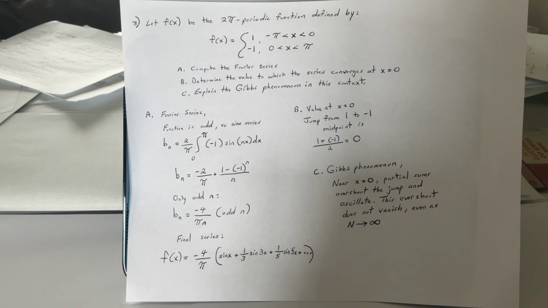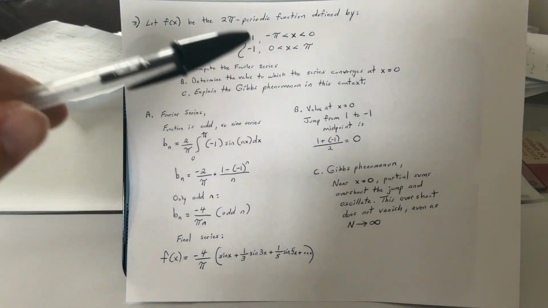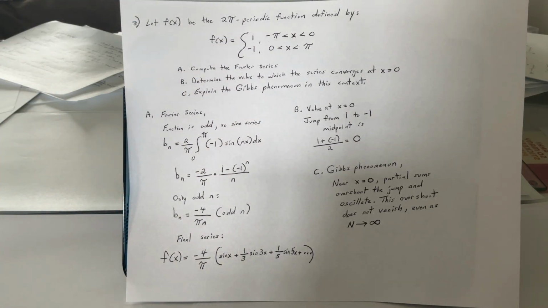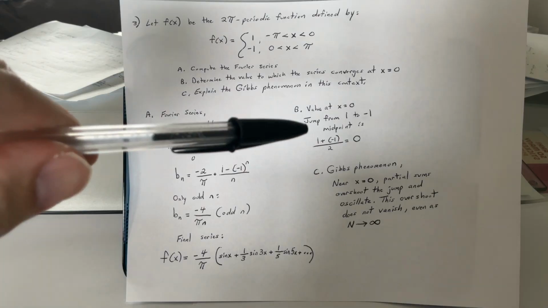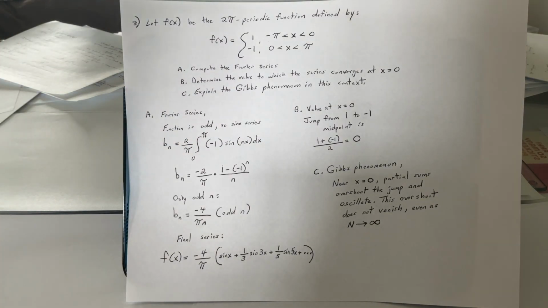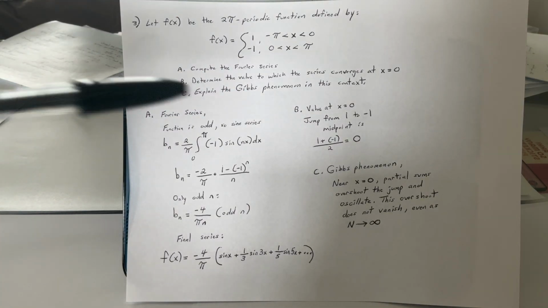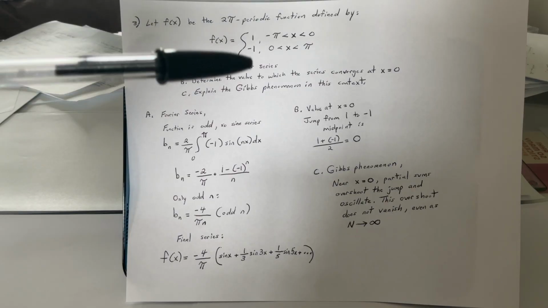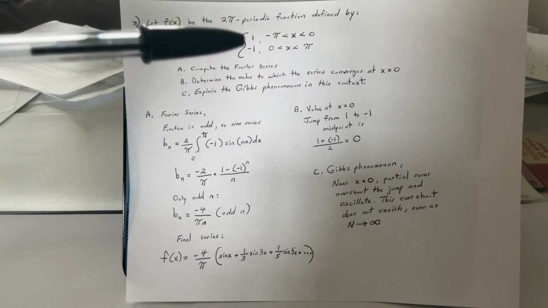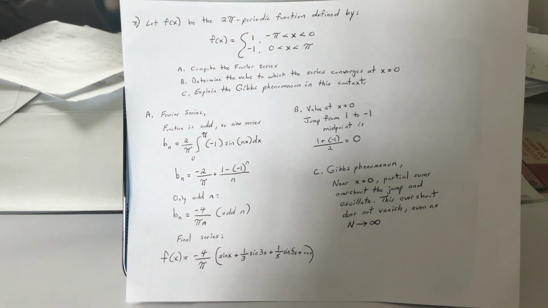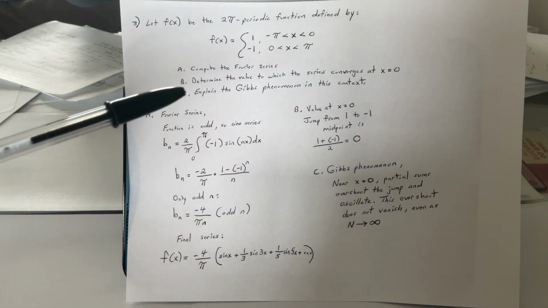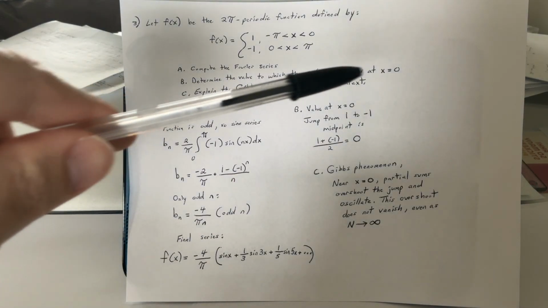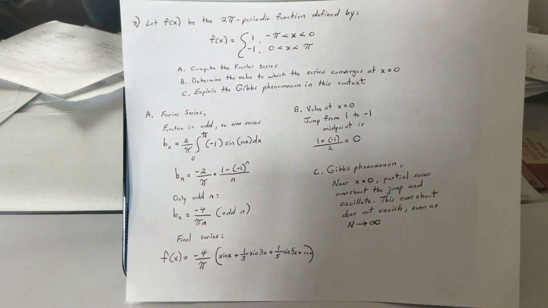For letter B, we want to determine the value to which the series converges at x equals 0. So a value at x equals 0, okay? Think about this function. We have a jump from 1 to negative 1. Find the midpoint. Take the average of those outputs there. 1 plus negative 1 is 0 divided by 2 equals 0. So determine the value to which the series converges at x equals 0, and we get that 0.